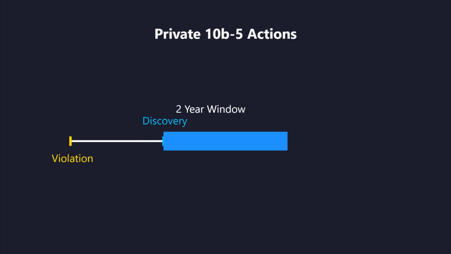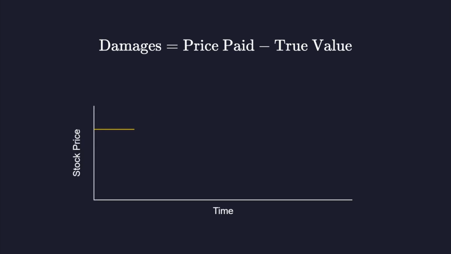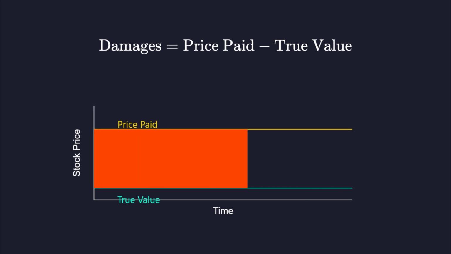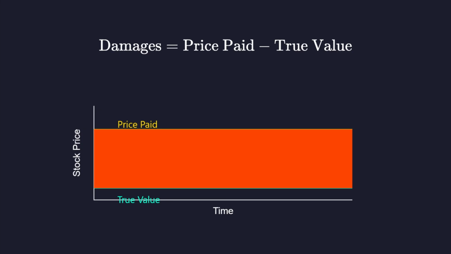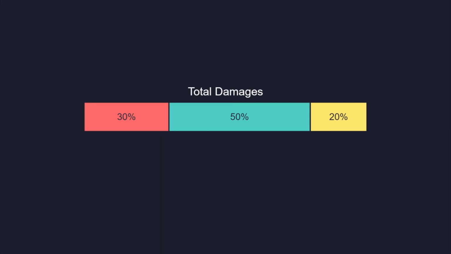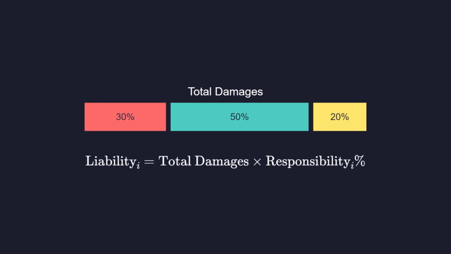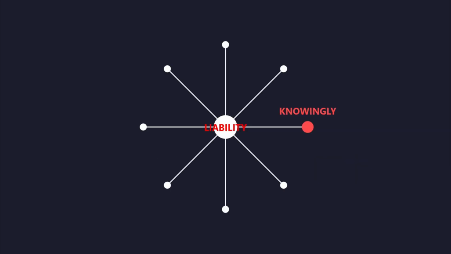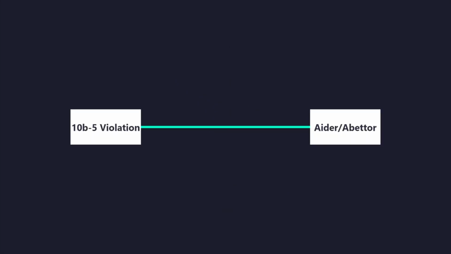Private 10b-5 actions must be filed within 2 years of discovering the fraud and no later than 5 years after the actual violation. The standard measure of damages in a private 10b-5 case is the out-of-pocket loss, calculated as the difference between the price paid and the true value. Under the Private Securities Litigation Reform Act, defendants are generally liable only for the portion of damages corresponding to their percentage of responsibility. Joint and several liability still applies to defendants who knowingly committed a violation of the securities laws.